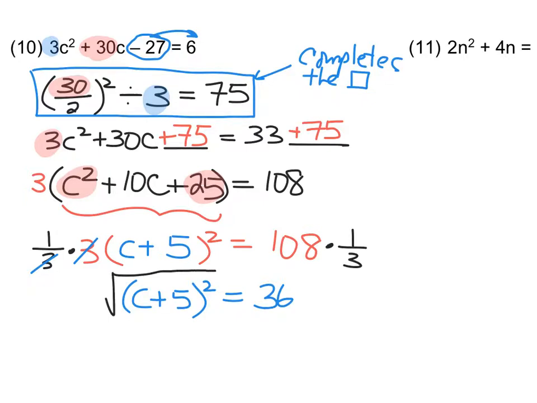All right, so take the square root of both sides. The radical and the power of 2 cancel, leaving you with just the C plus 5. Equals the square root of 36, which is 6. Negative 6 or positive 6, so we say plus or minus 6.